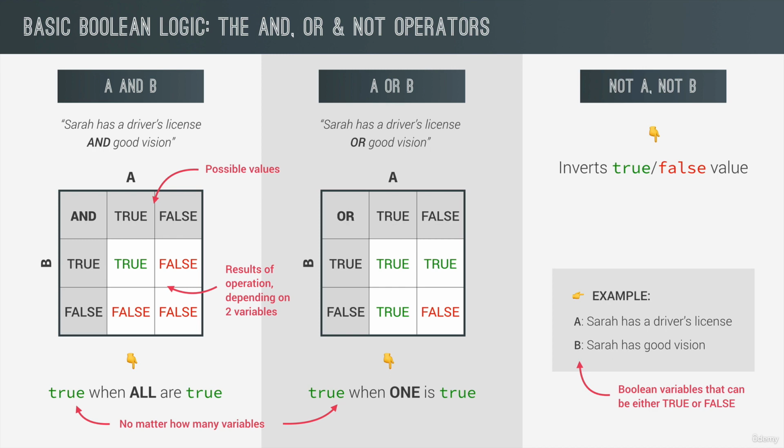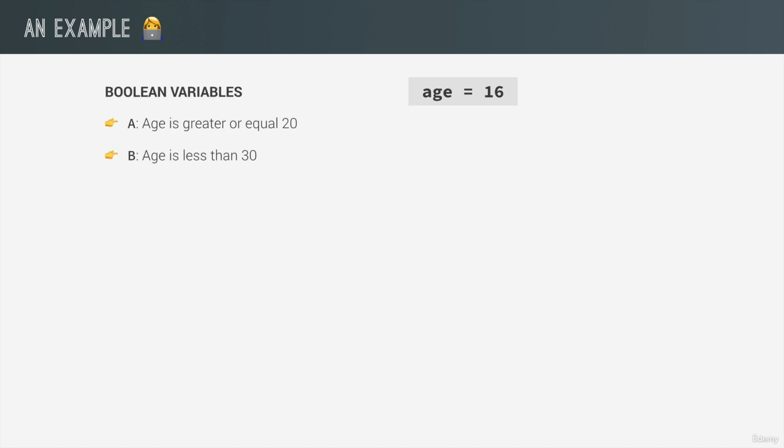Simple as that. And that's basically how these 3 most important logical operators work. But of course, the best way to understand it is to use a more practical example. So let's go again back to using the age, and this time we set it to 16. And then we have our 2 Boolean variables. The first one is age is greater or equal 20. And the second one is age is less than 30.